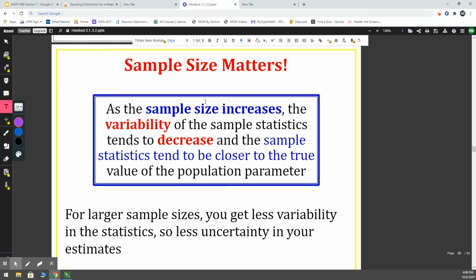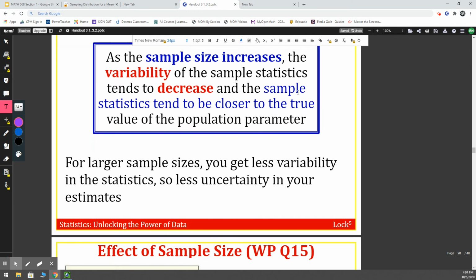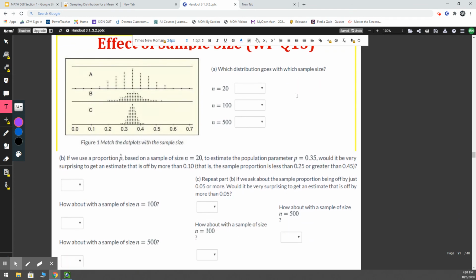Sample size matters. As we change the sample size, the sample statistic tends to be closer to the true population. It goes on to say, for a larger sample, you'll get less variability. Remember, the variability is the spread of the estimate. So in this question, we have three different pictures. A is spread out extremely. B is spread out not so much. C is very compact. We would pick the ones over to the side which correspond to that.